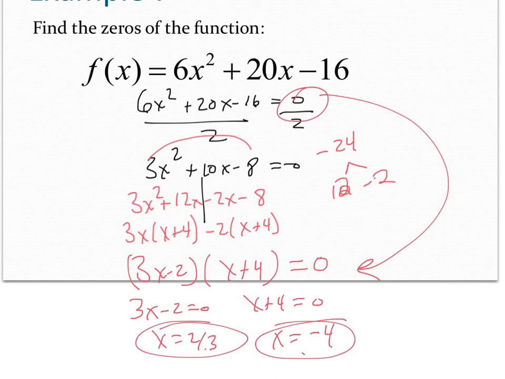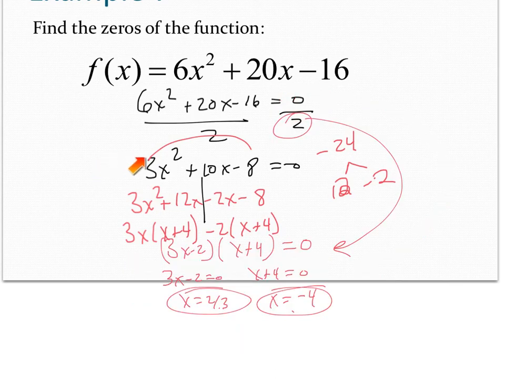So if I take these guys and plug them back in, it's going to equal 0. It doesn't matter which one I plug it into. I can plug it into this one right here, the reduced term, or I can plug it in the original. It will still equal 0. Okay?